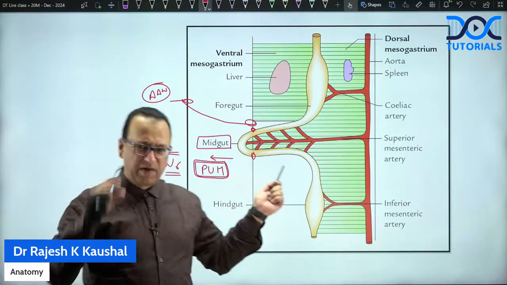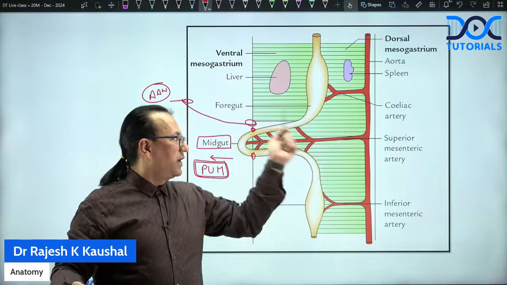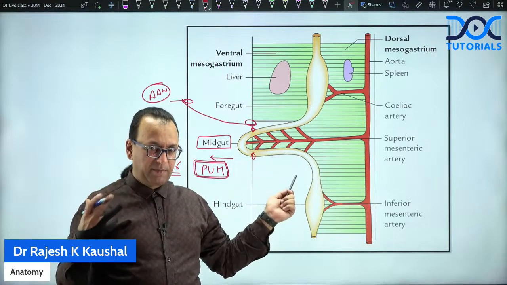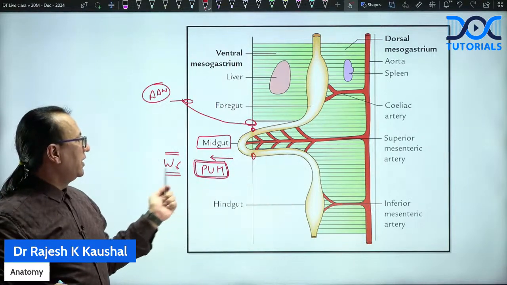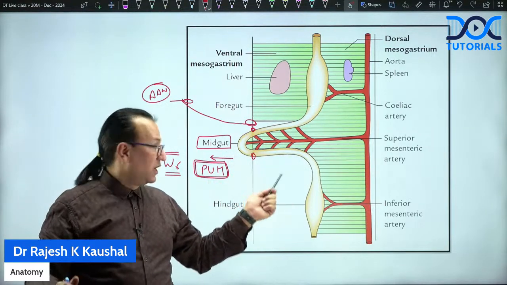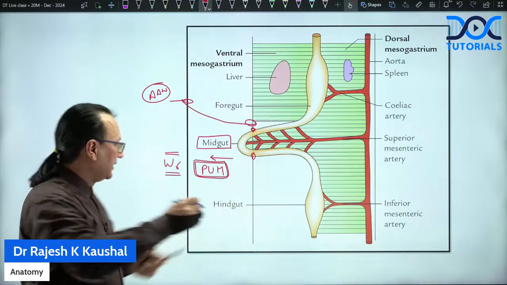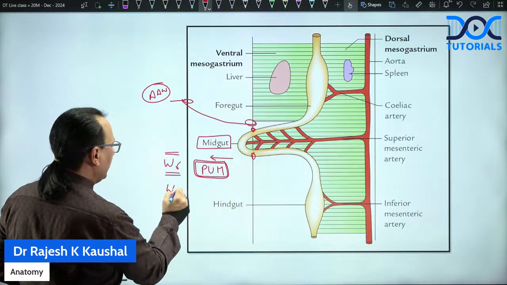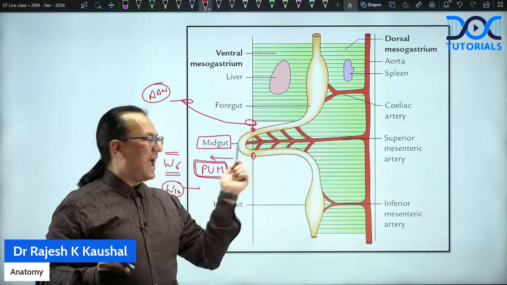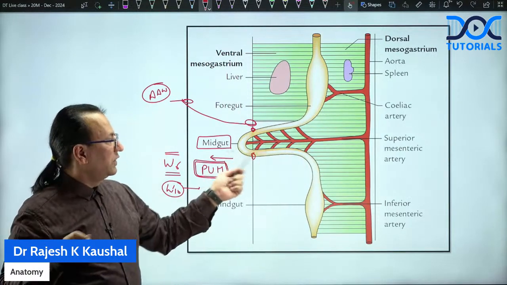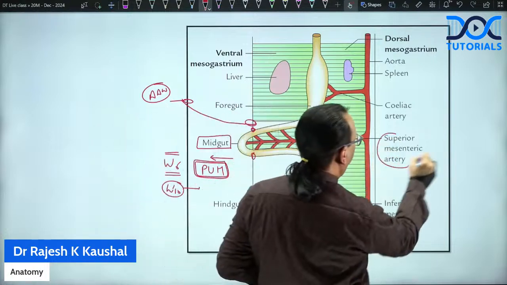And why is this midgut going out? Because the baby is growing, but there is not enough space in the abdomen, so some part of gut will go out, and that is called physiological umbilical hernia, to enter the umbilical cord. By week number 10 it should come back. And when it is going out, what is the axis on which it is going out? That axis is superior mesenteric artery, the artery of the midgut.